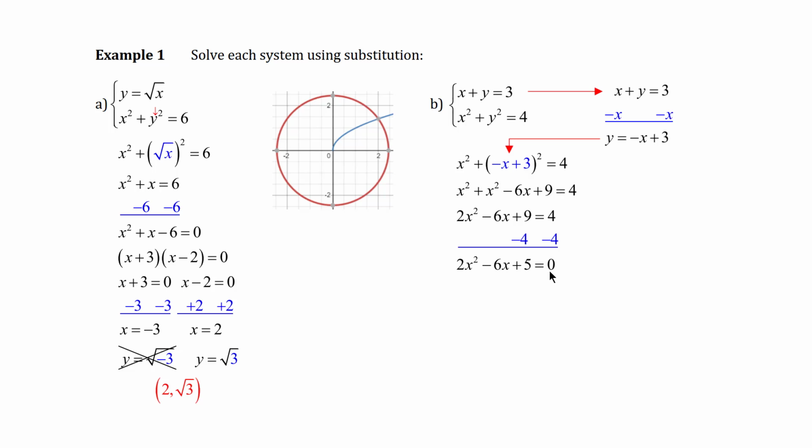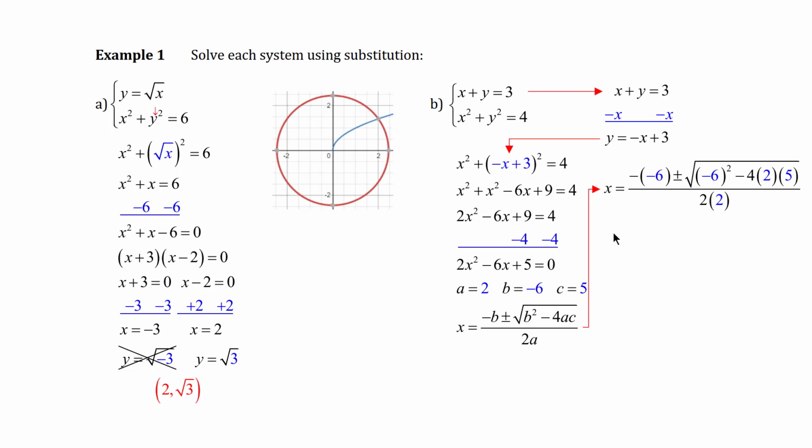The next step is factoring the trinomial. However, it's not factorable by using the x method, star method, or even the guess and check method. So we're going to use the quadratic formula. The value for a is 2, the value for b is negative 6, the value for c is 5. Next, we substitute these values into the quadratic formula. We get x equals negative parentheses negative 6 plus or minus the square root of negative 6 squared minus 4 times 2 times 5 all over 2 times 2.